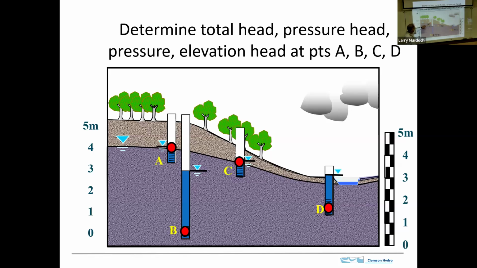So what do you think? What's the pressure head and elevation at that point? Right here, elevation head is that, pressure head is that. So elevation head is the elevation above the datum. That's the elevation head. So what's the pressure head?